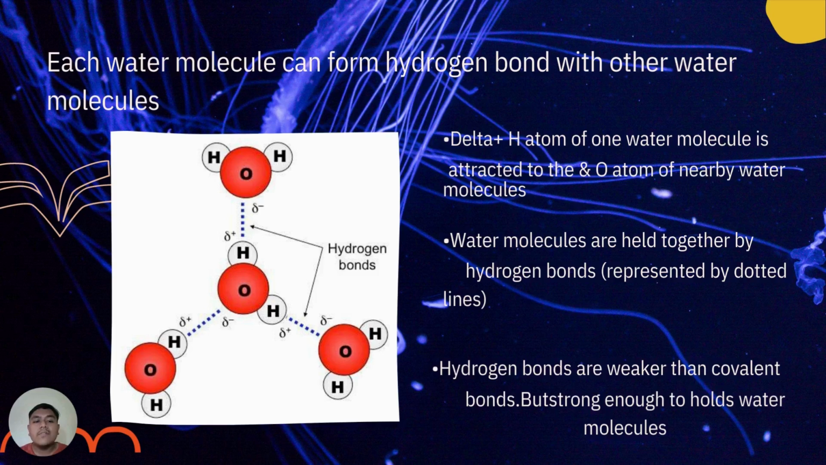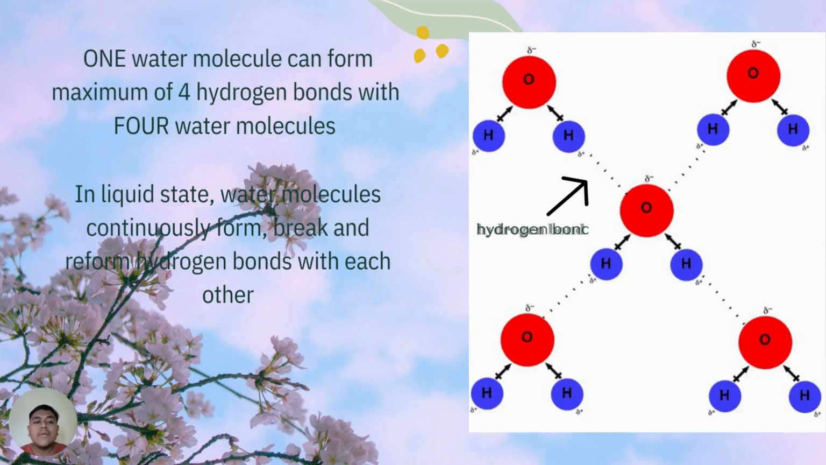Each water molecule can form hydrogen bonds with other water molecules. The delta positive hydrogen atom of one water molecule is attracted to the oxygen atom of nearby water molecules. Water molecules are held together by hydrogen bonds represented by dotted lines. Hydrogen bonds are weaker than covalent bonds, but strong enough to hold water molecules together. One water molecule can form a maximum of 4 hydrogen bonds with 4 water molecules. In liquid state, water molecules continuously form, break, and reform hydrogen bonds with each other.